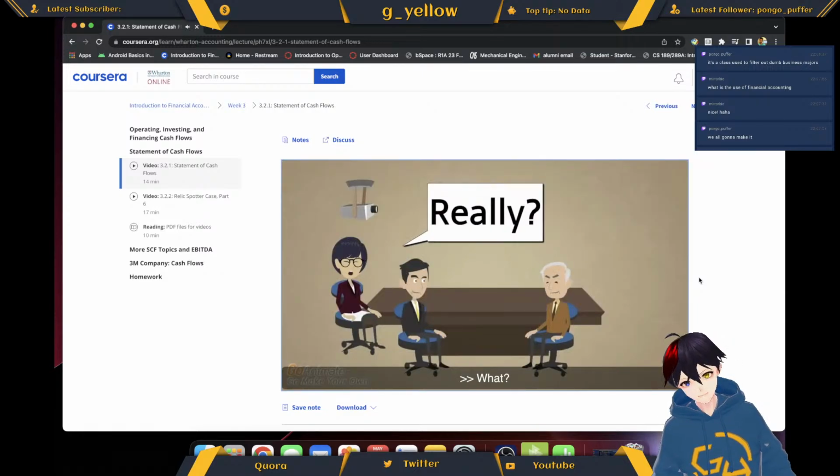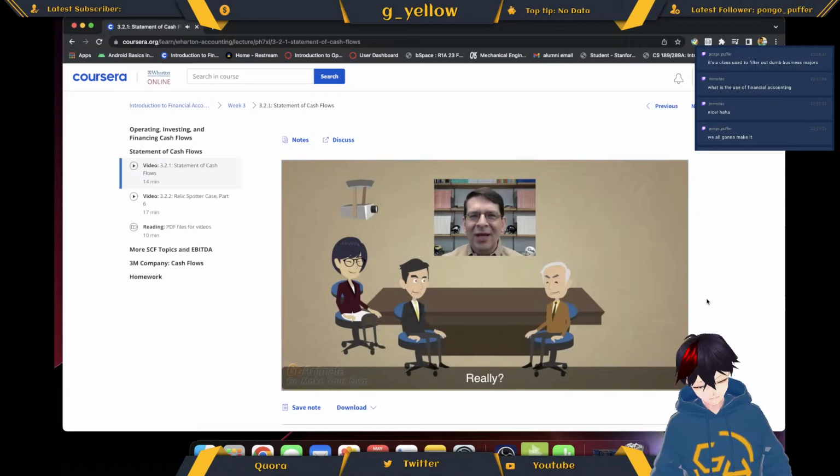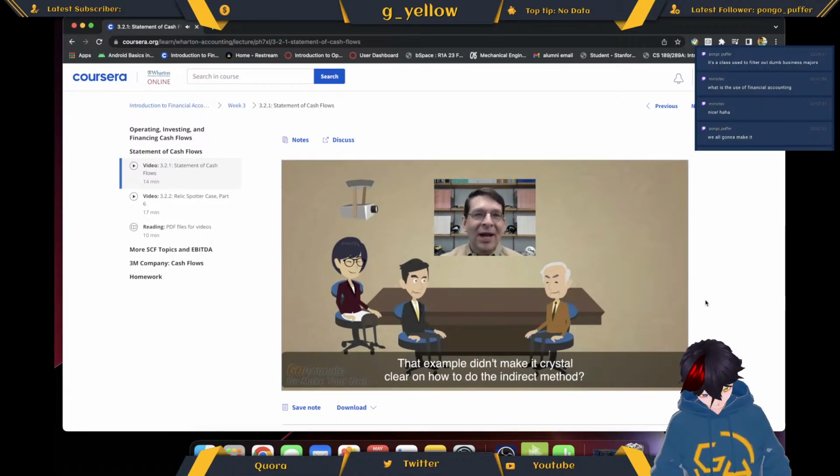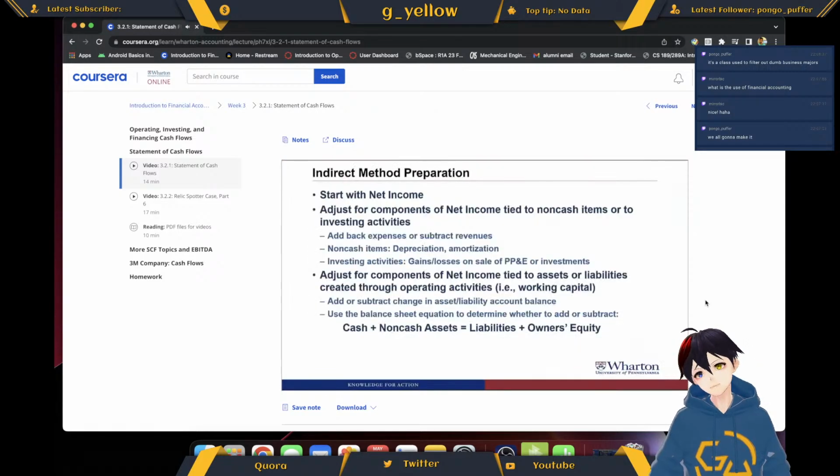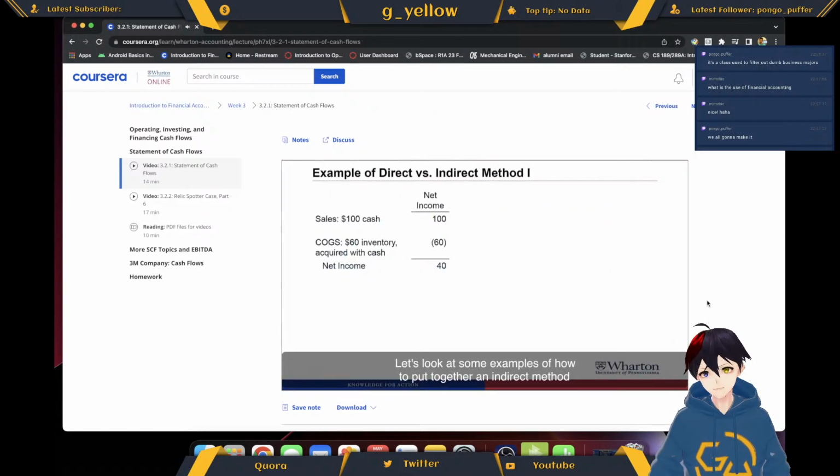What? What? What? Really? That example didn't make it crystal clear on how to do the indirect method? Okay, we'll do an example, or maybe 2 or maybe 4 or 5. Let's look at some examples of how to put together an indirect method cash flow statement and how it gives you the same answer as the direct method. We're going to do this for various types of income statements with adding a little bit more complexity each example.